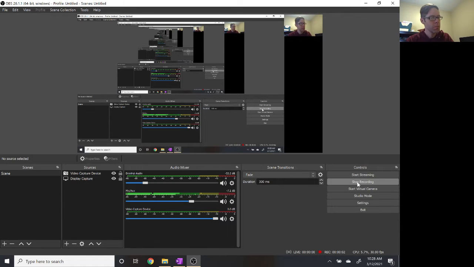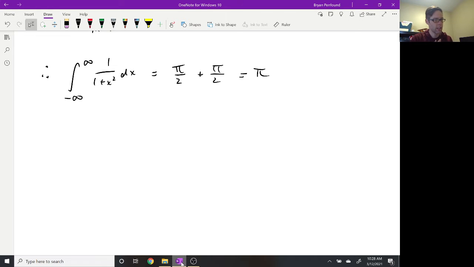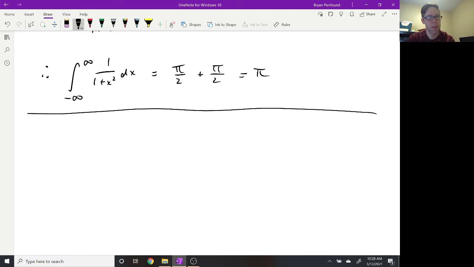Hello, calculus people. I owe you a couple of examples today. We're going to take a quick peek at integrating across vertical asymptotes. So we have a couple of those examples for the improper integration section as well.